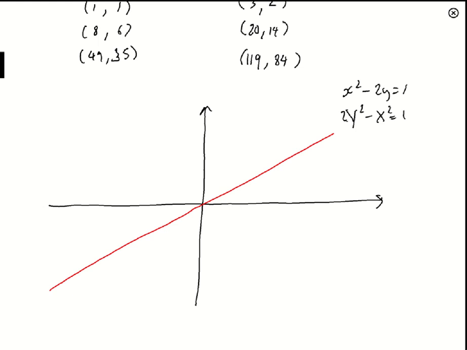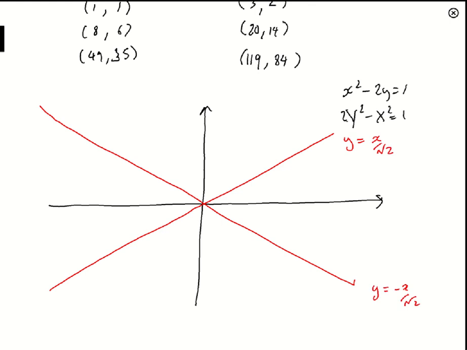So what's an asymptote? It's a line that the curve gets closer and closer to without actually meeting, except if you're an algebraic geometer, they meet at infinity. So these are the asymptotes: y equals x over root 2, and y equals minus x over root 2.